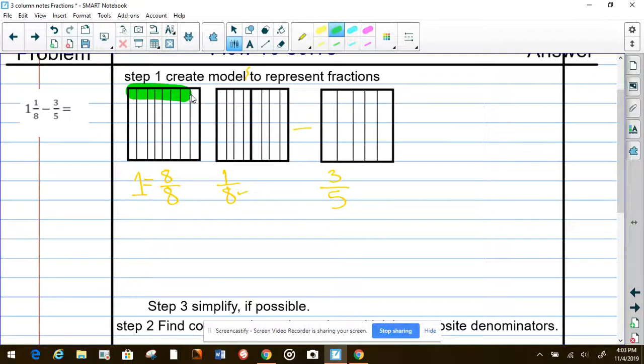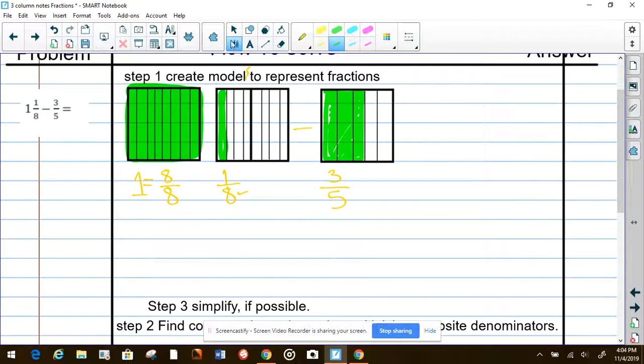This one says that it is one whole, so the whole thing has to be colored. Why? Because it is one whole. On the 1/8, we only need to do 1/8, so it's going to be this one right here. And 3/5 means that we have to do 3 of them. So there it is. We have 3 colored, not shaded, colored. All right, there we have it.